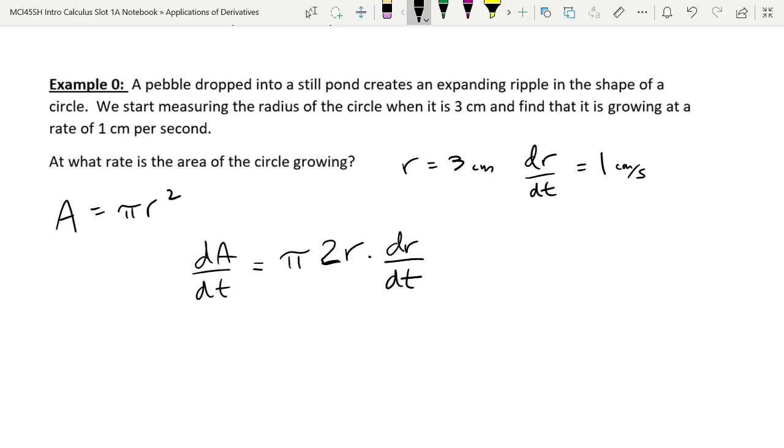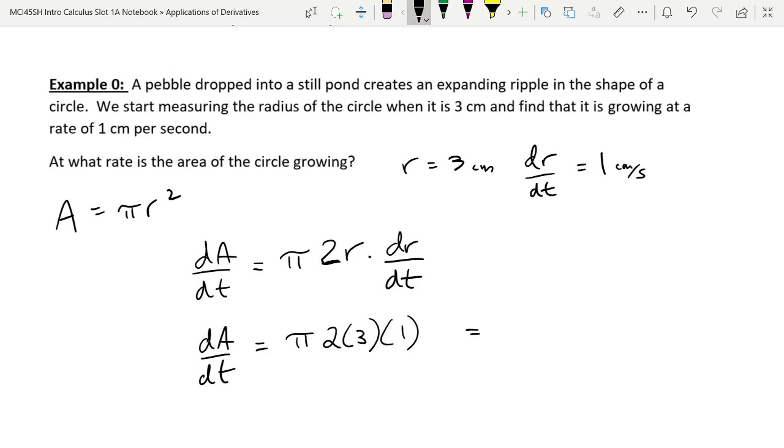Right, and there's my chain rule. Okay, so this is what I'm looking for, right? I want the rate of change of the circle. So this is the variable I'm looking for: the change in area with respect to time, which is the rate that area is growing. And I have pi times 2, and I know r is 3. And I was given the rate at which radius is changing, so I can just replace that with a 1.